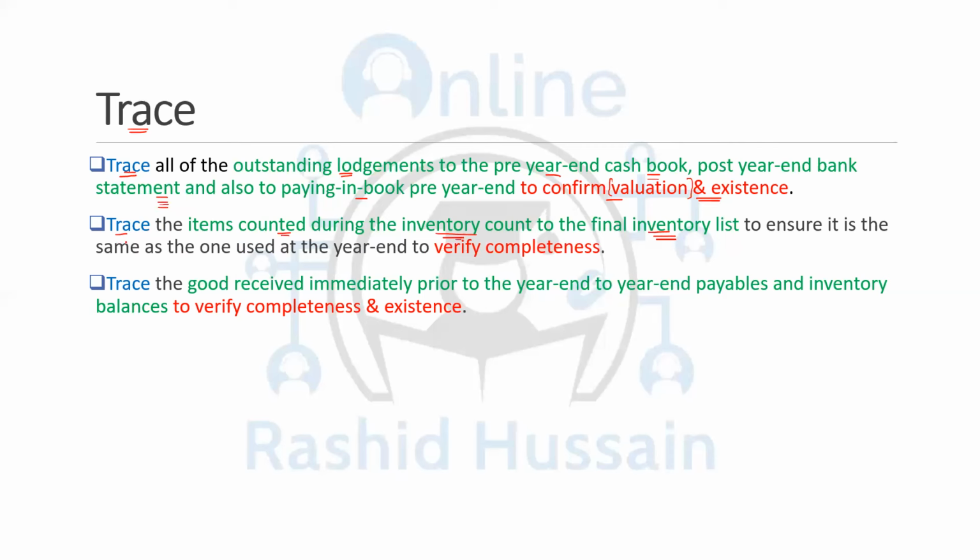So basically what you're doing is tracing the items counted during the inventory count to the final inventory list, to check whether the items which you have seen on the floor exist in the company records as well, because it verifies completeness. Now, this is the assertion.